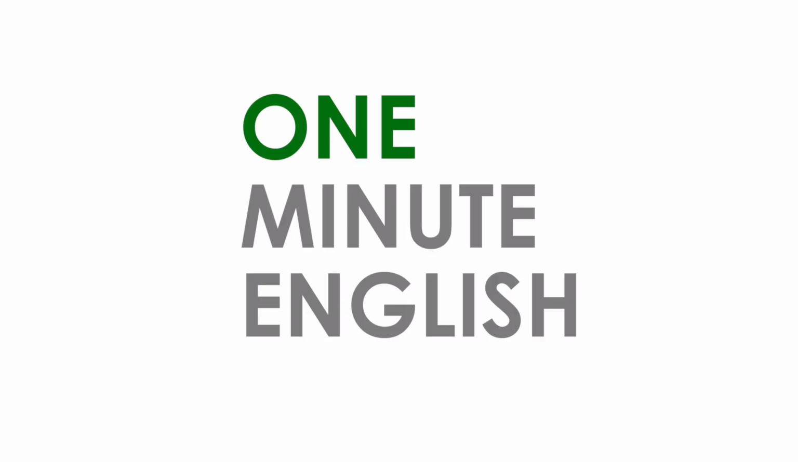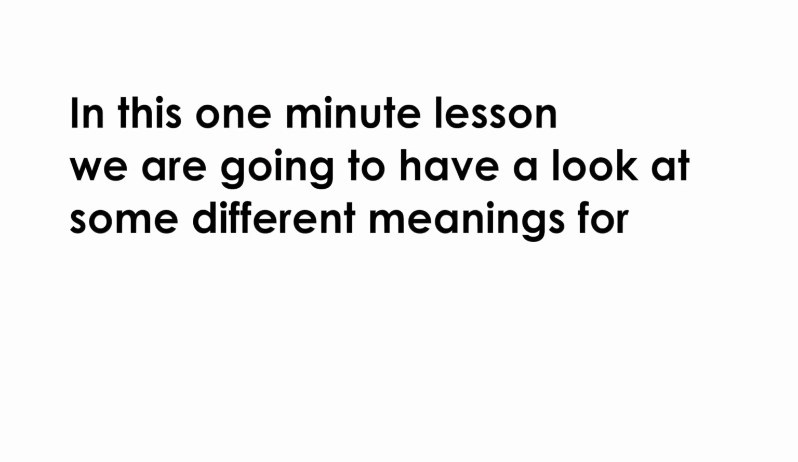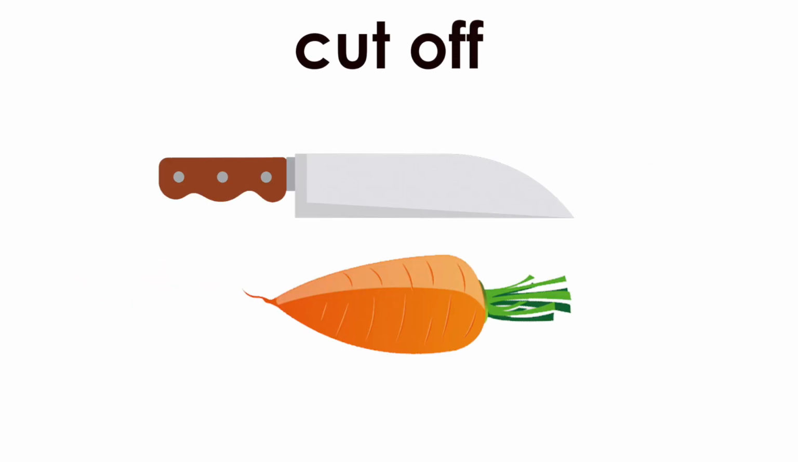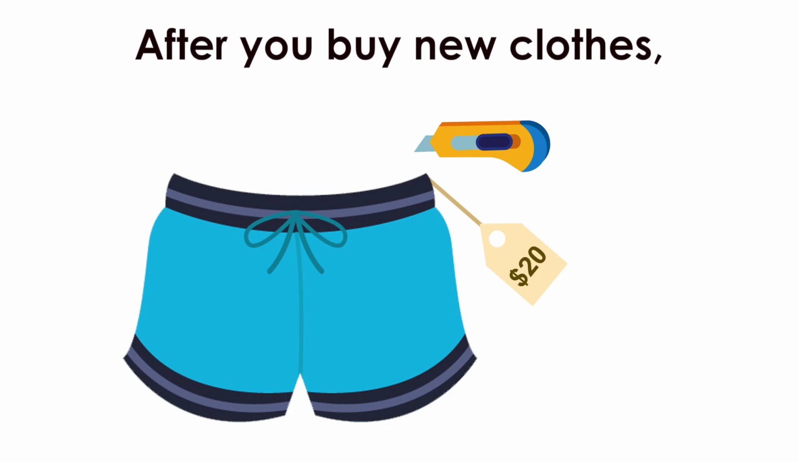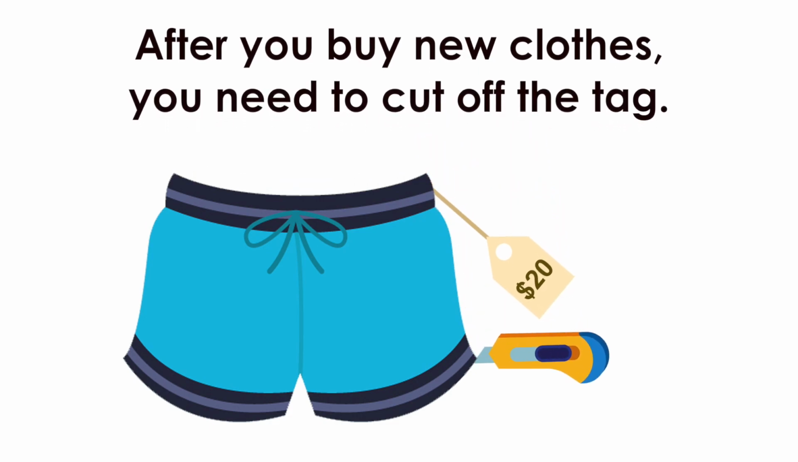1 Minute English. In this 1-minute lesson, we are going to have a look at some different meanings for cut off. Cut off means to remove something by cutting it. For example, after you buy new clothes, you need to cut off the tag.